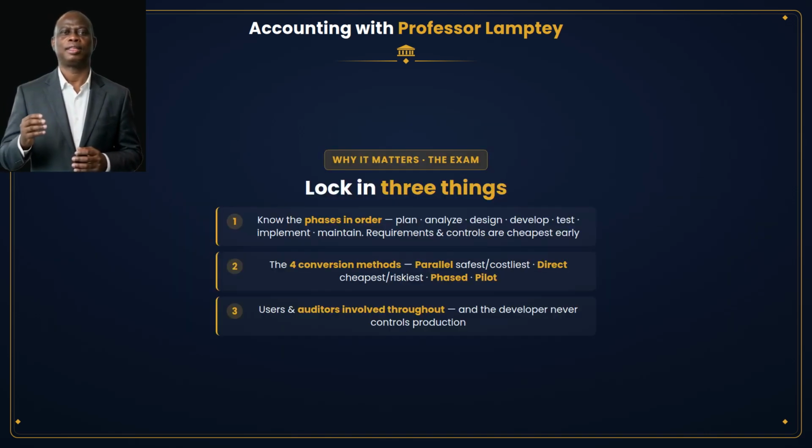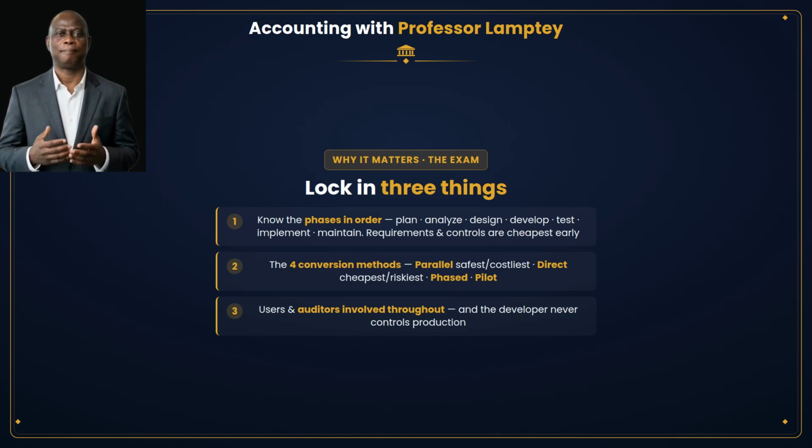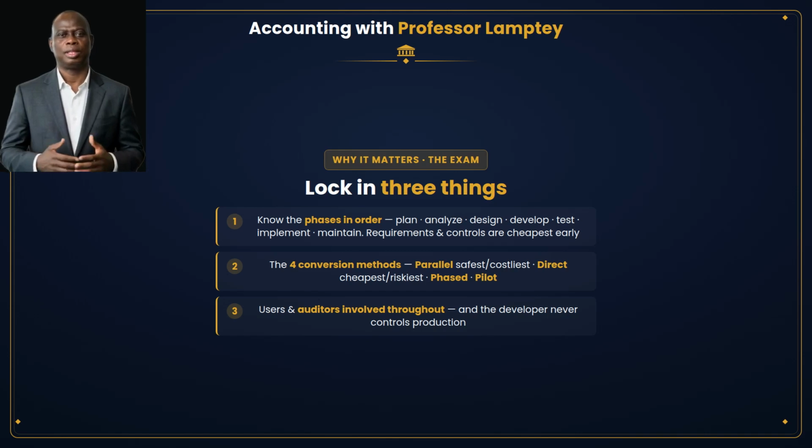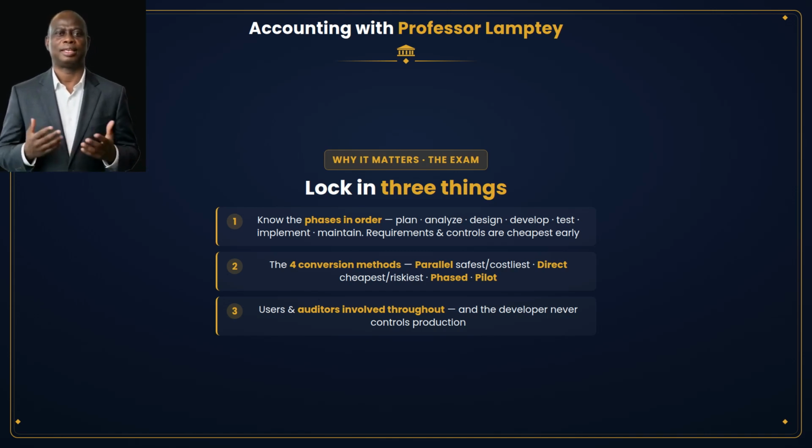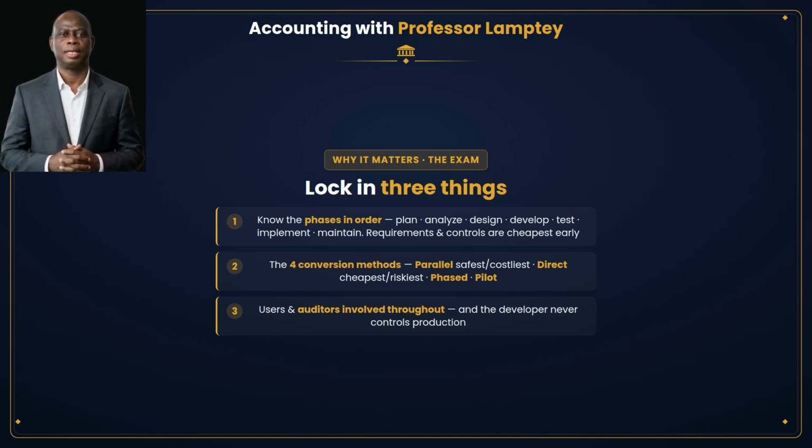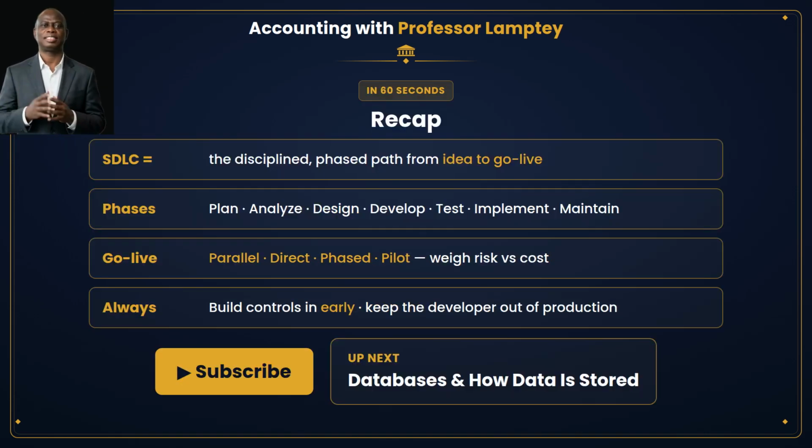For the exam, lock in 3 things. 1. Know the phases in order: planning, analysis, design, development, testing, implementation, maintenance, and that requirements and controls are cheapest to get right early. 2. The big one, the 4 conversion methods and their trade-offs. Parallel, safest but costly; direct, cheapest but riskiest; plus phased and pilot. 3. Users and auditors belong in the process throughout, and the developer never controls production. Master the SDLC and you can look at any system project and see instantly whether it's being built on discipline or on luck.